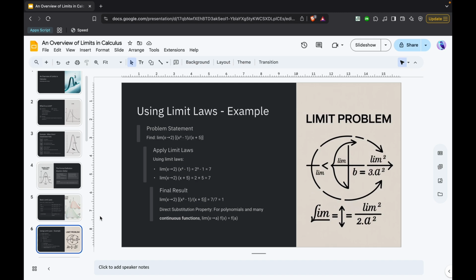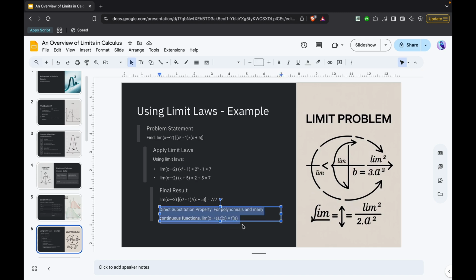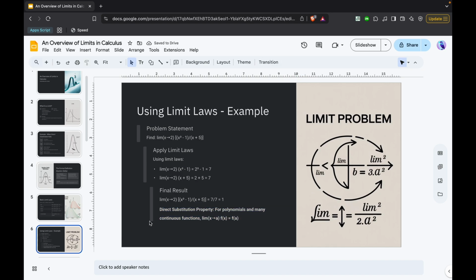So that's basically all you need to know for the example. But if you had to take one thing from the slide, it would definitely be this direct substitution property. In fact, you should bold this, italicize this. If you're taking notes from my video, please take this note down. This is going to help you a lot with understanding the concepts in the later part of this series.